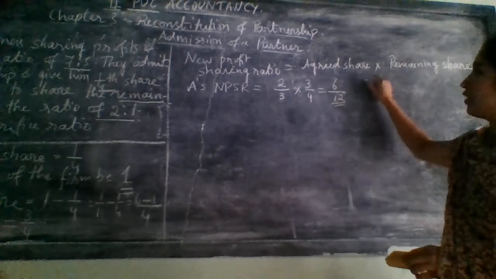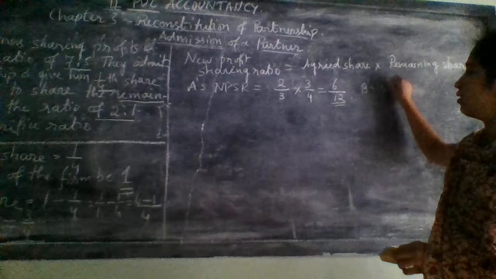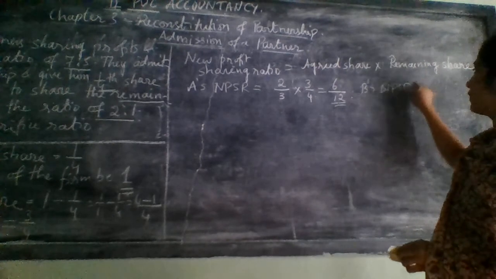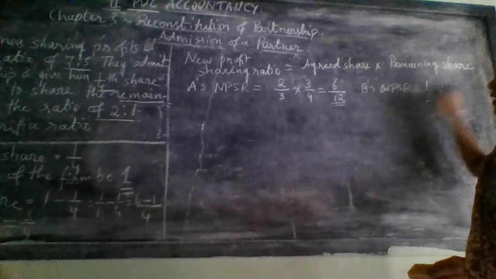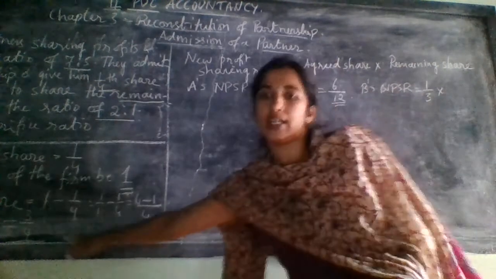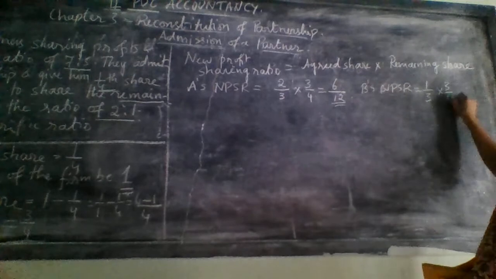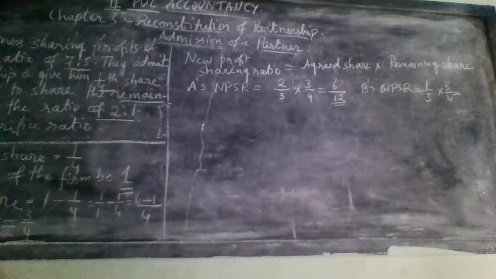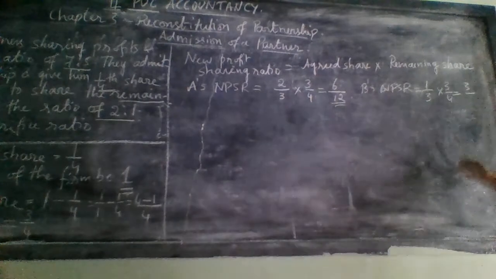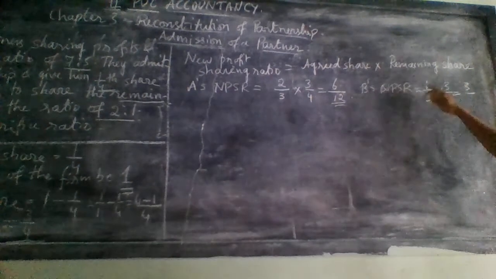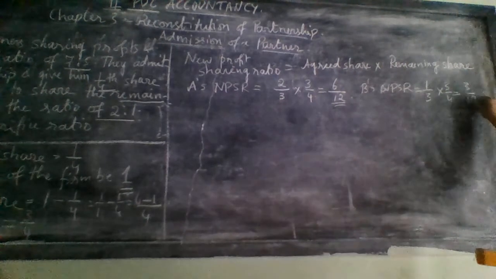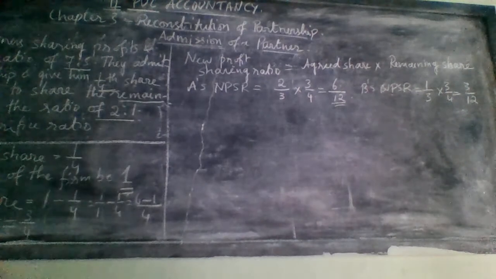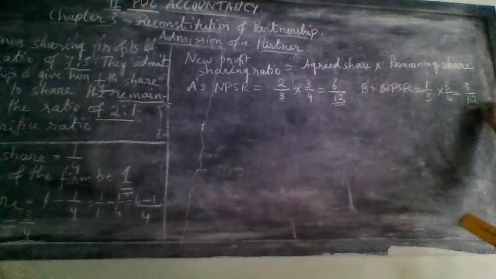In the same way, now B's also you need to find out. B's NPSR, that is new profit sharing ratio. Same agreed share. Agreed share of B is 1 by 3, into remaining share, which is the same, 3 by 4. How much will it come? 3 1s are 3. It is not subtraction or addition. Directly you can multiply and write there. 3 1s are 3, 3 4s are 12. So this you got for B.